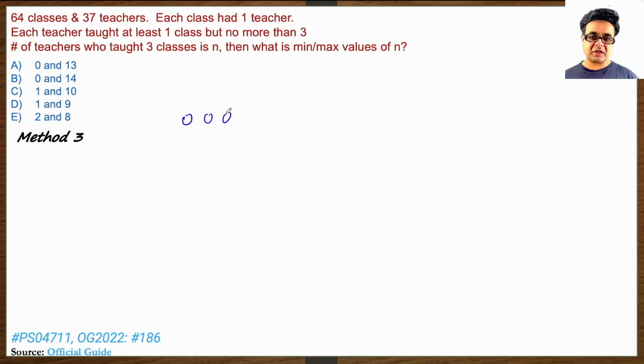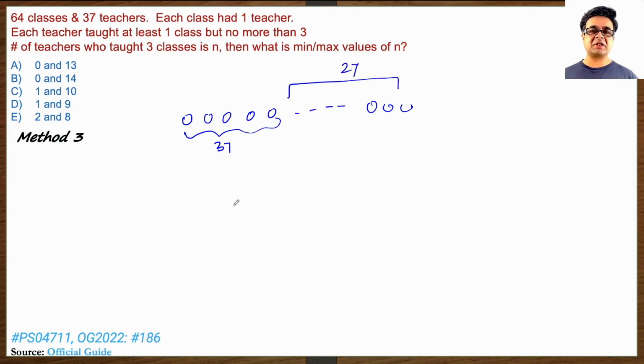We know that there are 64 classes and we have, let's say, already given 1 class each to 37 teachers. This means that there are 27 classes that are left to be assigned, and however we assign them, each teacher would get either 2 classes or 3 classes. For 3 classes, we would have to assign 2 classes to each of the teachers. So some teachers would get 2 classes and some teachers would get 1 class.